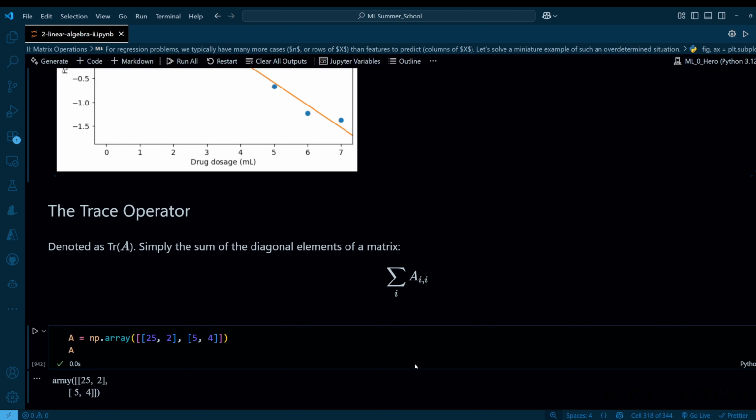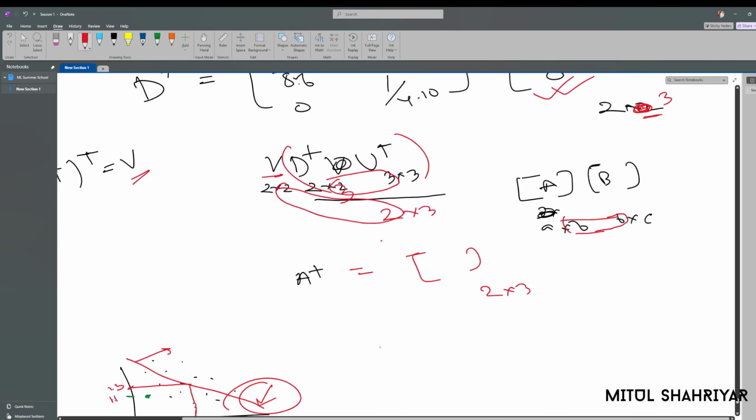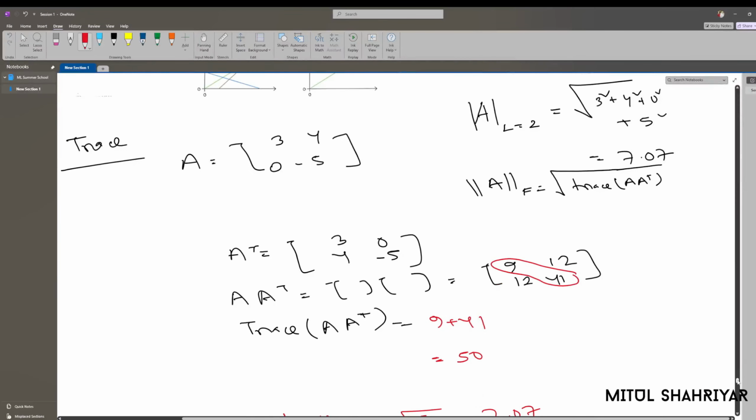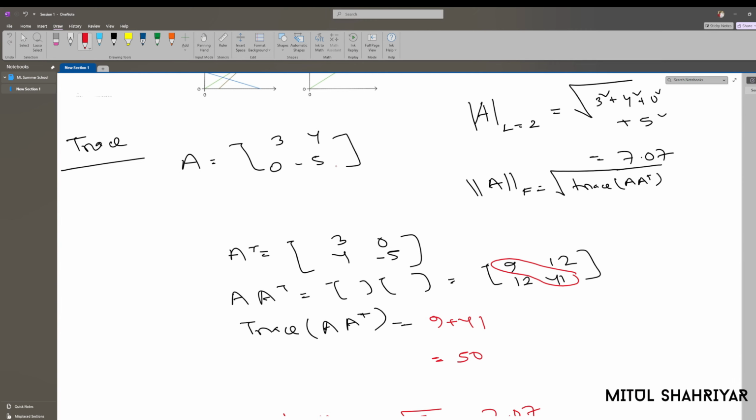So the trace operator is here. I've already mentioned it in our slide. Assume this is a matrix which is 3, 4, 0, minus 5. So what is trace? Trace is basically the diagonal, right? If we just add these two, 3 and minus 5, which is minus 2, this is our trace of A. Okay, that's it. This is called the summation of the diagonal values.